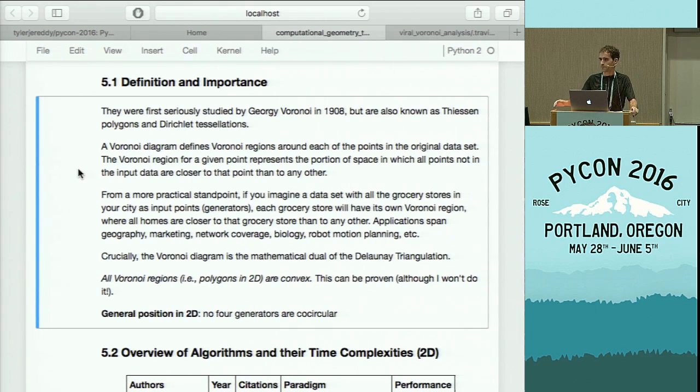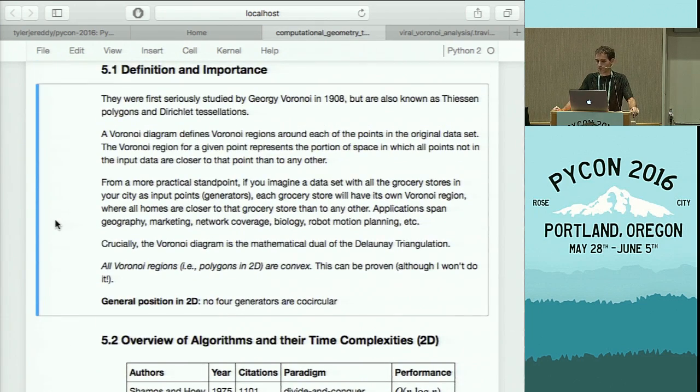And also from the standpoint of trying to avoid obstacles, if your input points are actually obstacles, the Voronoi diagram can be a very useful approach to avoiding those obstacles, because the edges of the Voronoi polygons are equidistant to the obstacles. They're equidistant to the input data points. So that's also another really useful application of the Voronoi diagram.